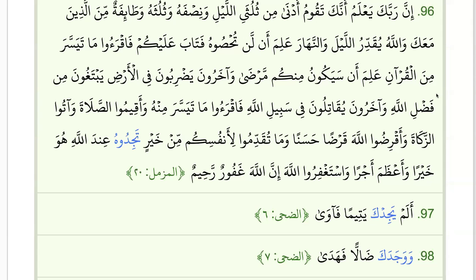Jazakallah khair, Sister Shamim, for typing that. Instead of making it yawjadu, we make it yajidu, because it's so easy to say yajidu compared to yawjadu, right?